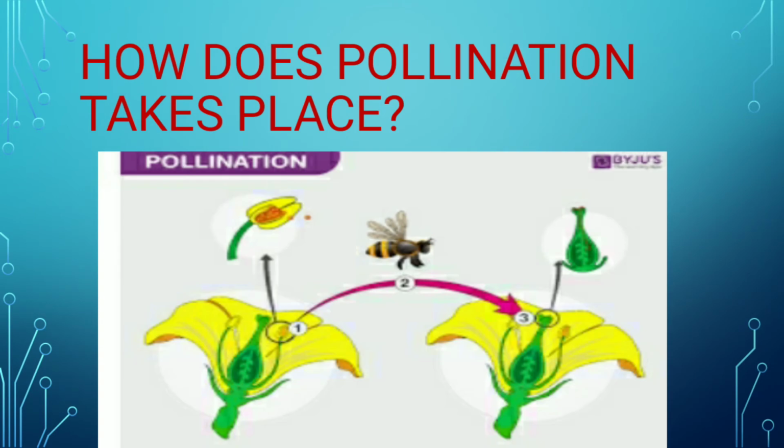So, let us see how pollination takes place in flowers. We know that it takes place through self and cross pollination. But after reaching the stigma of a flower of the same kind, the pollen grains absorb moisture from the stigma surface and begin to grow a tube. This tube is known as the pollen tube.